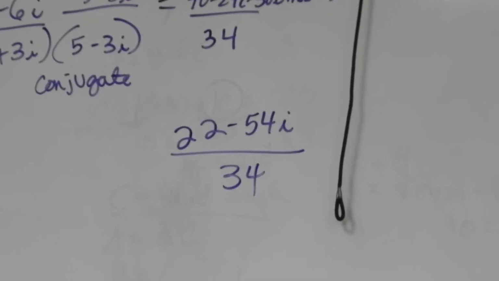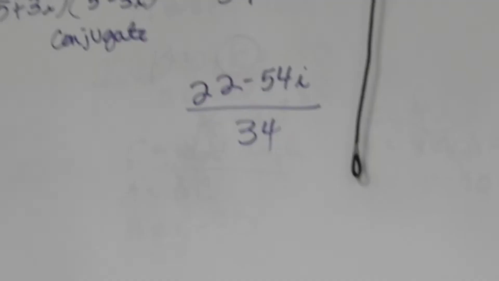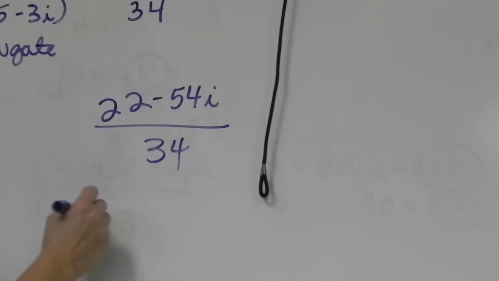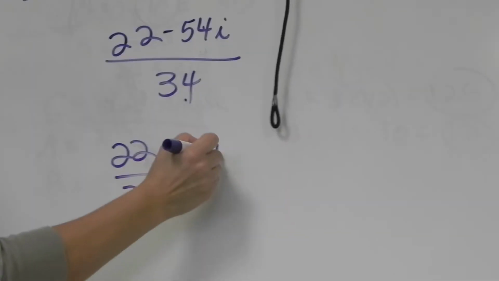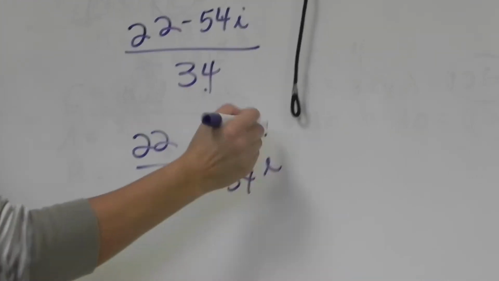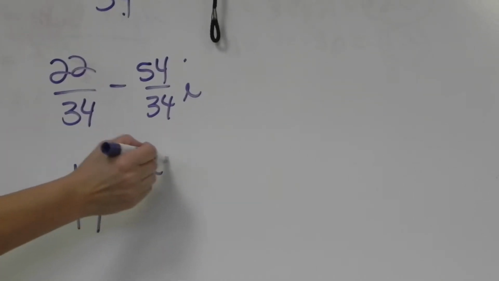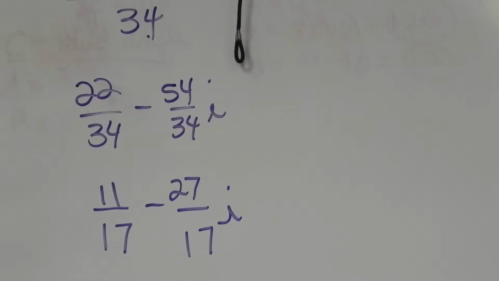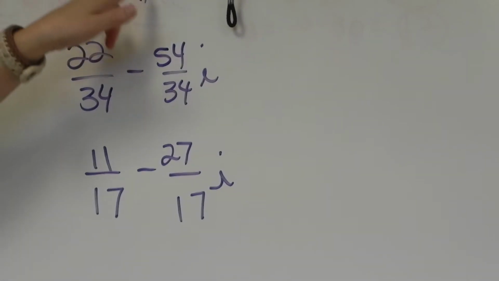Then it says in standard form, which means you want to split it apart and write the real part separate from the imaginary part. So the 22 over 34 is one fraction. And the 54 over 34 is the other fraction that has the i on it. Those will reduce. That's 11 over 17 and maybe 27 over 17. Like that would be standard form. Standard form means the real part separated from the imaginary part. Both of these are divided by 34.